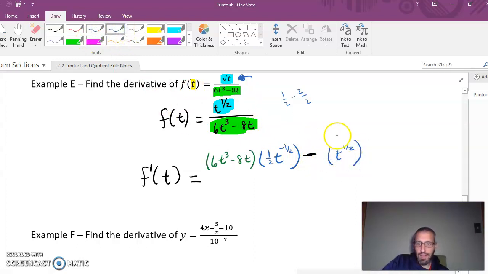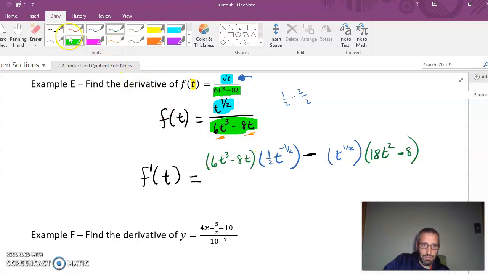Copy that guy. And then derivative of low. And again, the derivative of low is two individual terms, so I can take the derivative of those individually. 6t to the third is what? 3 times 6, 18. T to the 3 minus 1 is 2. And then negative 8t to the first is negative 8 t to the 0, but I don't need that. And I can put that all over the low squared.